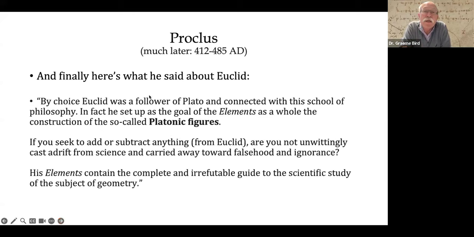And then our man Euclid. Now, okay, I will read this. By choice, Euclid was a follower of Plato, connected with the school of philosophy. He set up as the goal of the Elements, this is the thing that Euclid wrote that we're going to talk more about, the construction of the so-called Platonic figures. Aha, we're finally getting a mention of the word Platonic figures. Now here we get, I think, a rhetorical question.